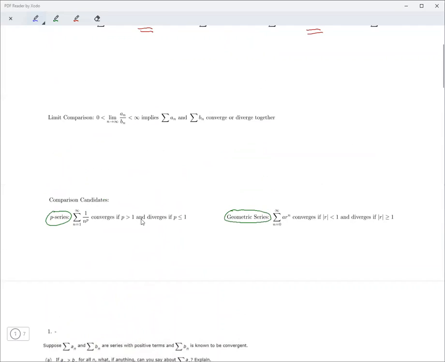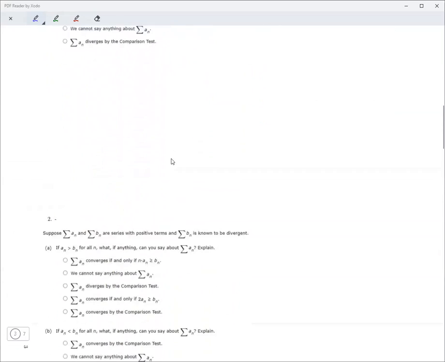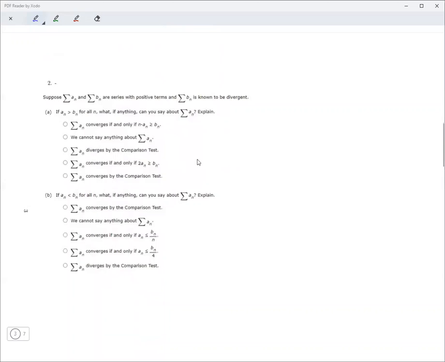I mean, you can have lots of different values of p that are greater than 1, and then they both converge, right? Or they're different from each other, and so one's going to be less than another.